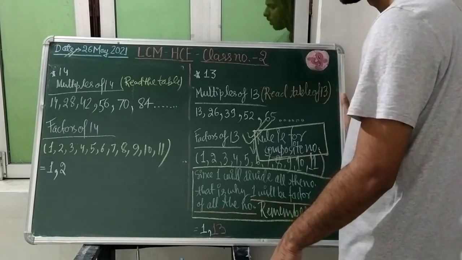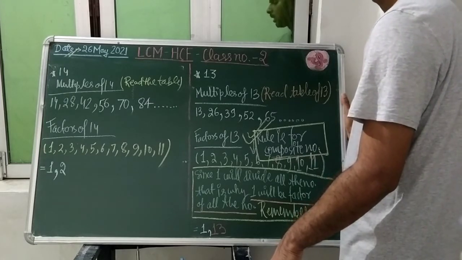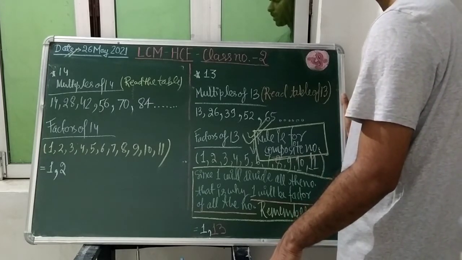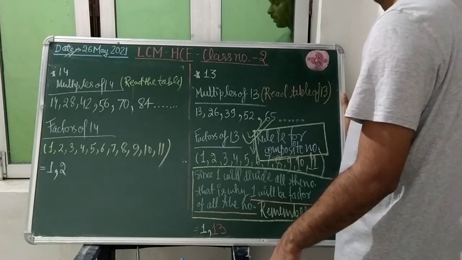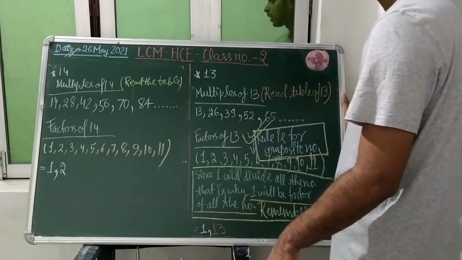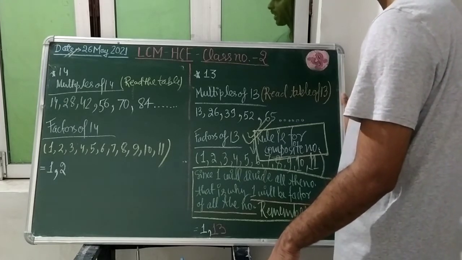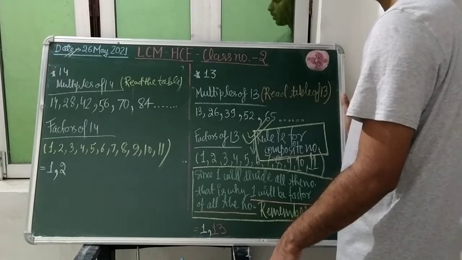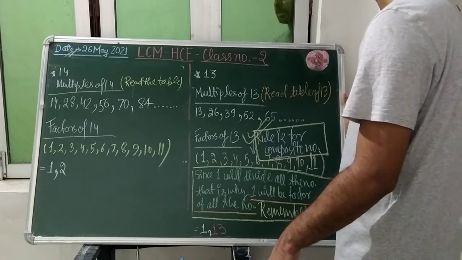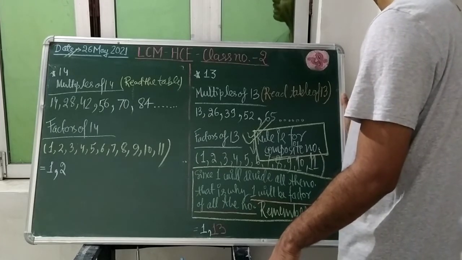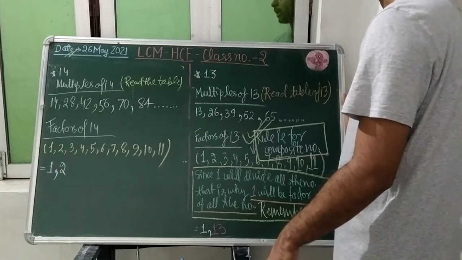We'll talk about 4. Will 4 divide 14? No, 4 1s are 4, 4 2s are 8, 4 3s are 12, 4 4s are 16. So 14 is not coming in the table of 4. So 4 will not be a factor of 14. When shall we talk about 5? Is 5 going to divide 14? No, 5 1s are 5, 5 2s are 10, 5 3s are 15. 14 is not coming in the table of 5. That is why 5 will not be a factor of 14.